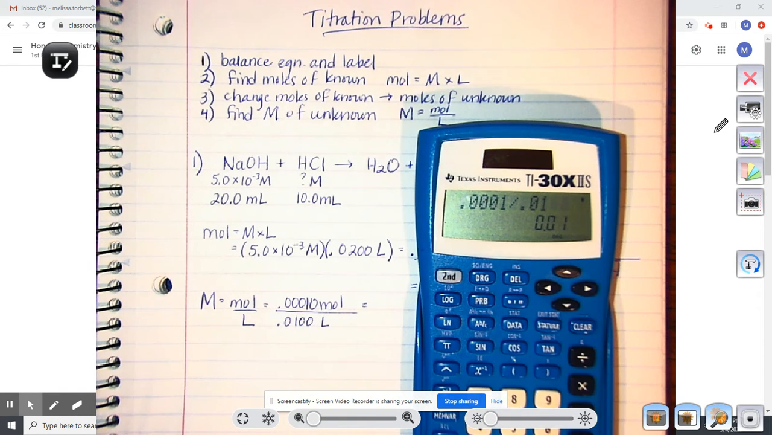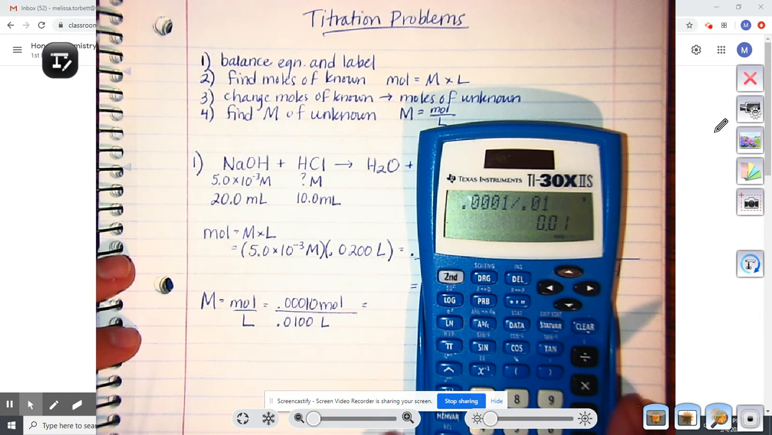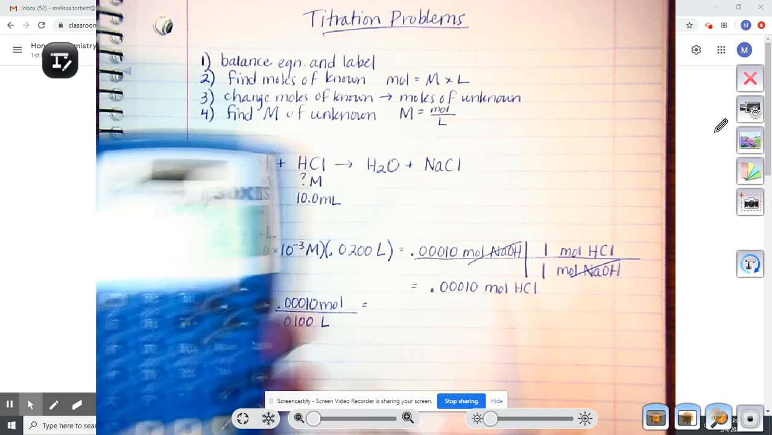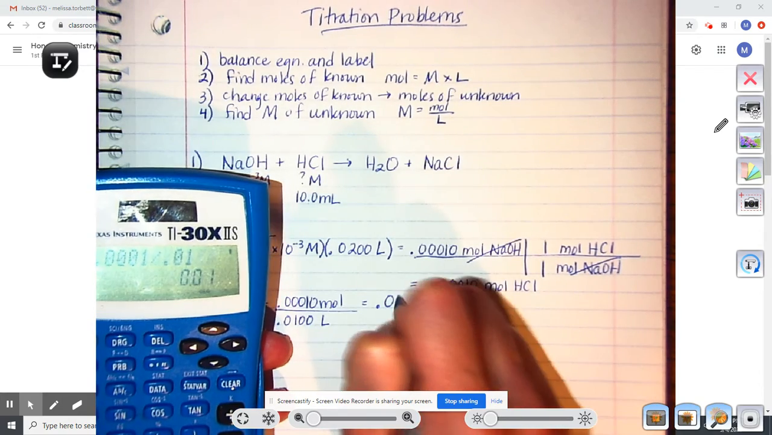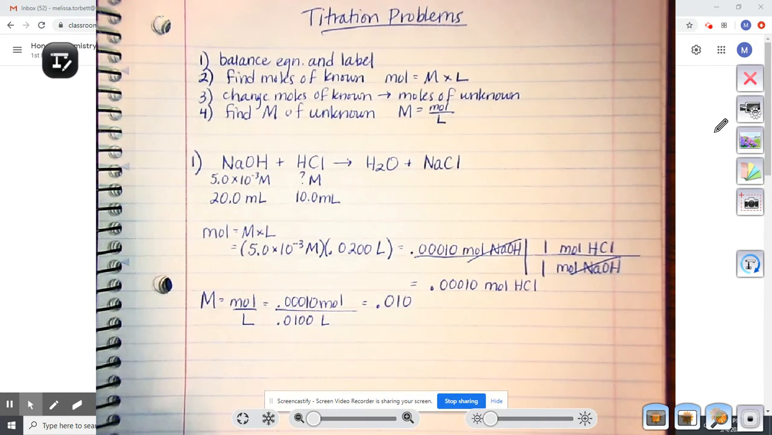All right, so I've divided my two numbers, and that should be my final answer. I've just got to make it out to two significant figures. So my final answer should be 0.010. Now, I don't know if you remember from chapter 13, back towards the beginning of March.